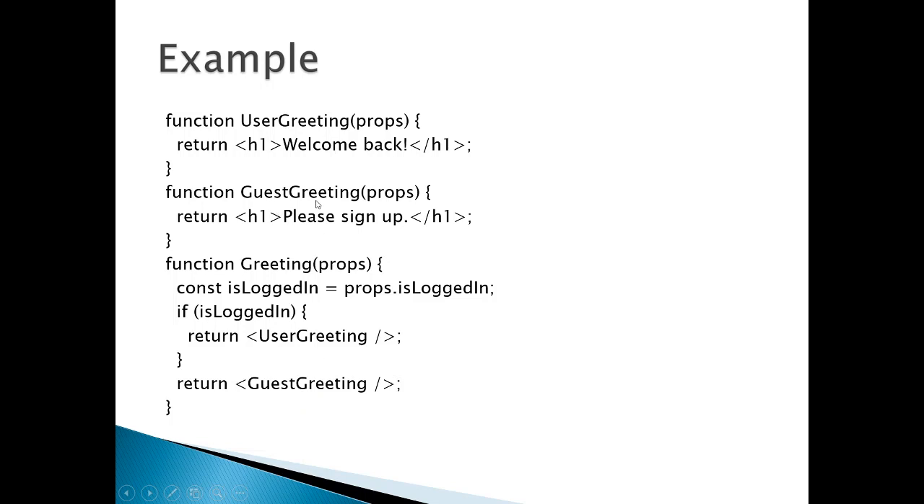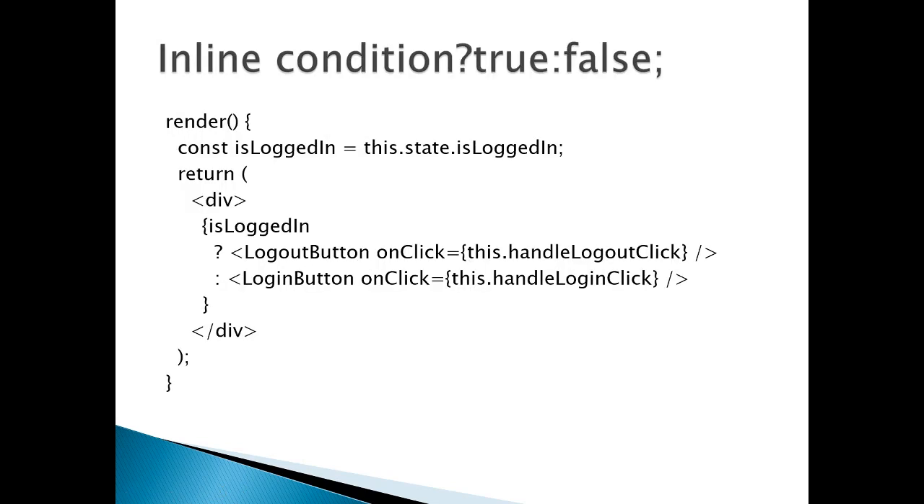So this is a simple way that a component can have two returns based on an if condition. If the condition is fulfilled, it will return this component, else this component. So this is the way with which you can apply an if else condition.